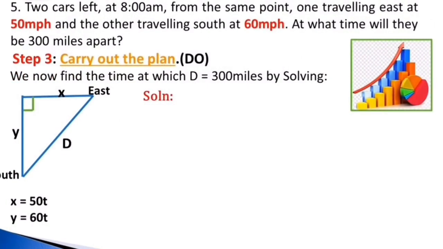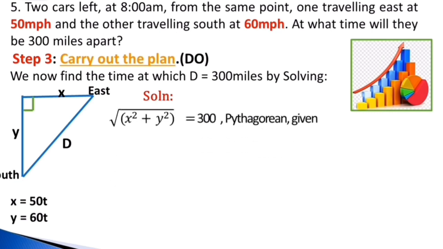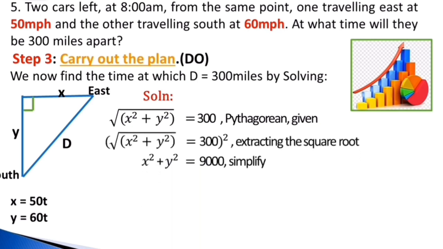So still we have the Pythagorean theorem, we have the value of x and the value of y. The solution is, of course, bring down the Pythagorean theorem. Then before we do the substitution, let us first remove the radical symbol by raising the whole equation to the power of 2. And it becomes 9,000 equals x squared plus y squared. So we're able to remove the radical symbol, and squaring the 300, it becomes 90,000. So here, we're able to simplify it.